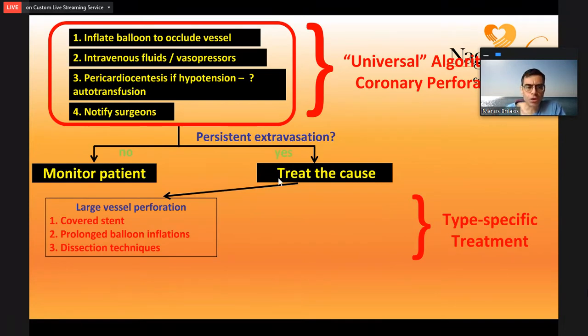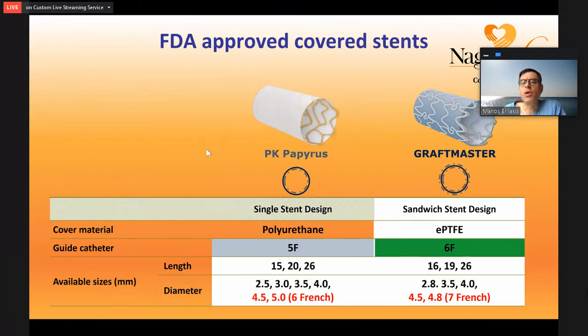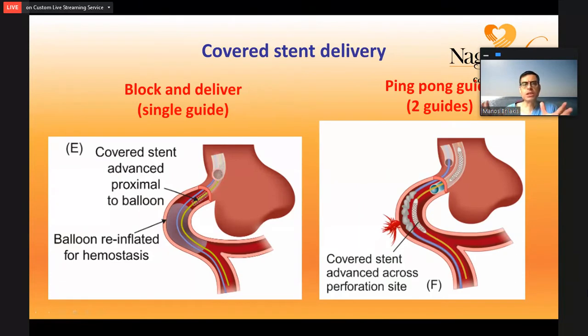The next step is to treat the cause. So going to large vessel perforation, covered stent is the answer. At least in the US, there are 2 covered stents. The PK Papyrus is used more often because it's much more deliverable, single stent versus 2 stents. And it can be delivered in 2 ways. One is with a single guide. If you have a 7 or 8 French guide, you can use the same guide to have a blocking balloon up and deliver the covered stent. But if you don't, then you may have to use the so-called ping pong technique, in which you use one guide to have a balloon to block the bleeding into the pericardium, and a second guide to deliver the covered stent.